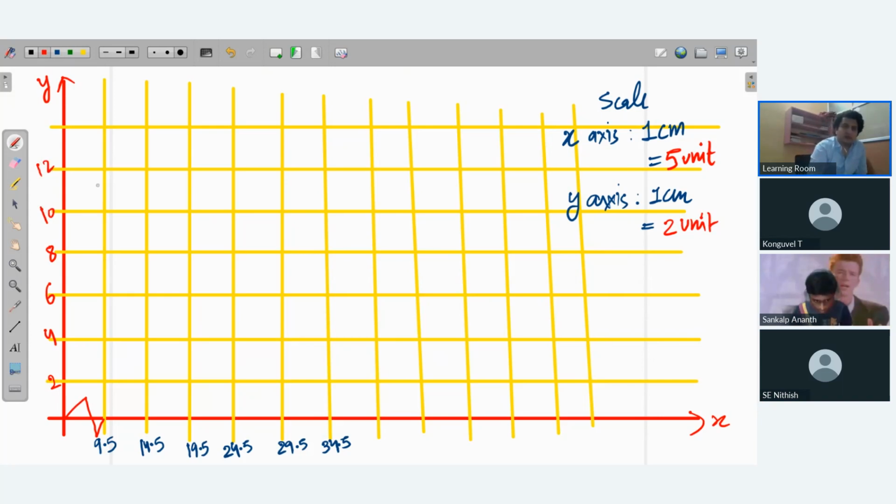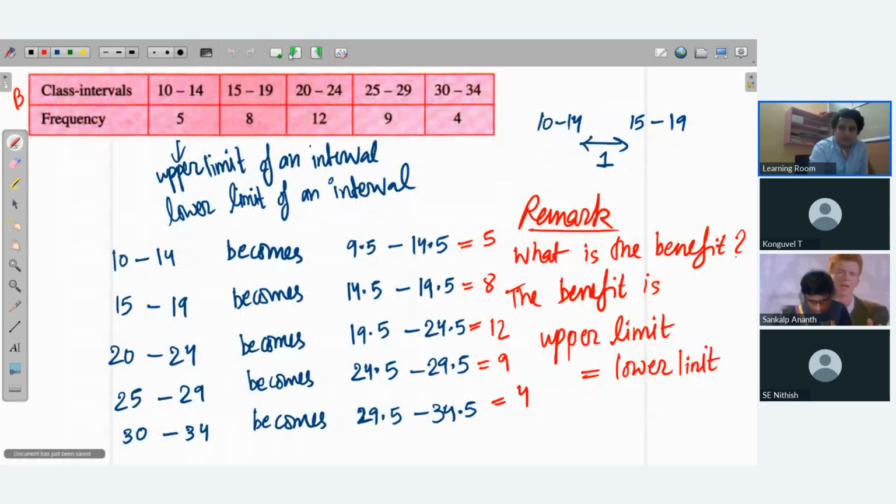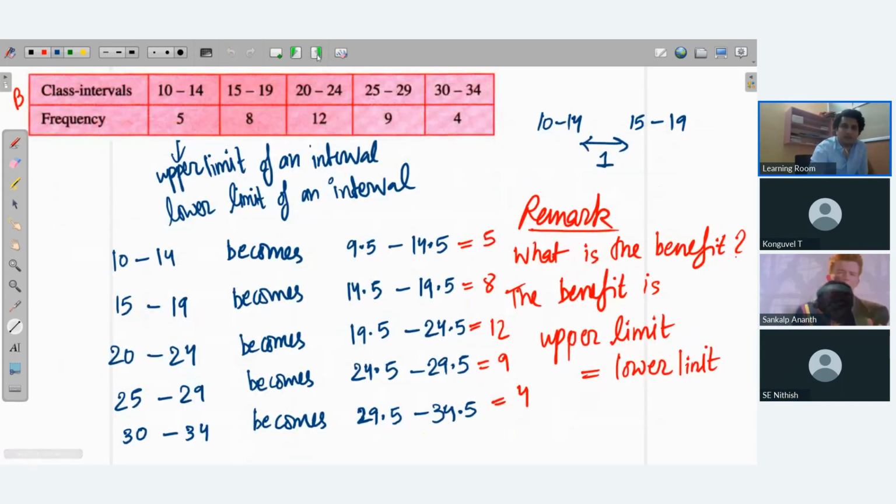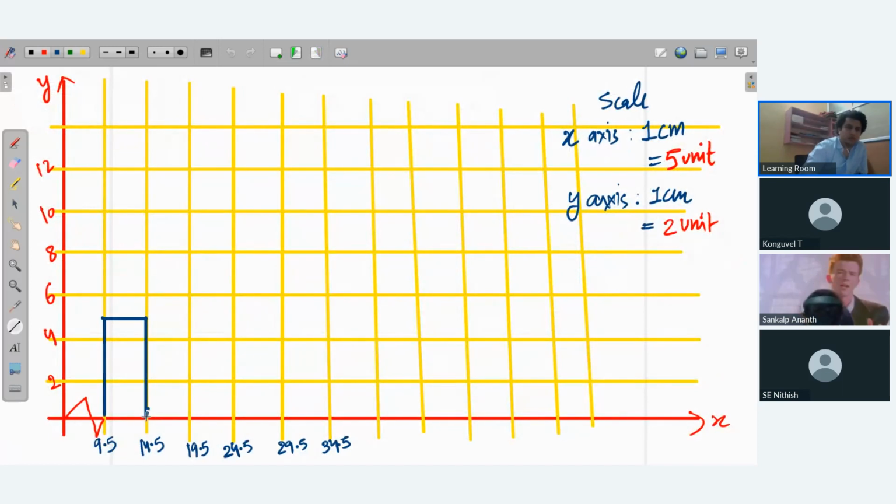Fine. So our first interval should have a height of 5. A little above 4, so it should look like between 4 and 6. Not 4 and 5. Understandable? Yes, sir. The second interval should have a height of 8. So 8 should go like this.